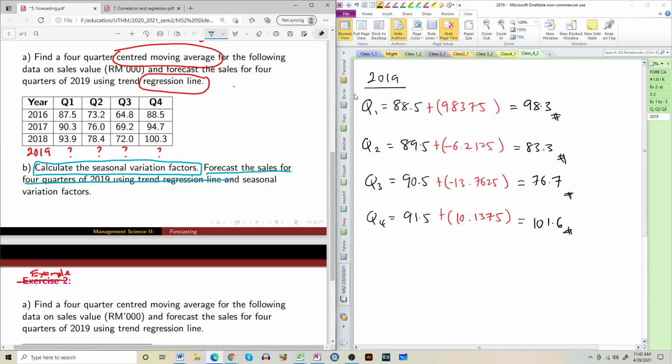Forecast, the second part is done. Okay, these are the second part. So these values will be the most accurate forecasted value for this example 1. Okay, the most accurate value you will get when you plus the seasonal factors with the regression line value. We have done example 1.